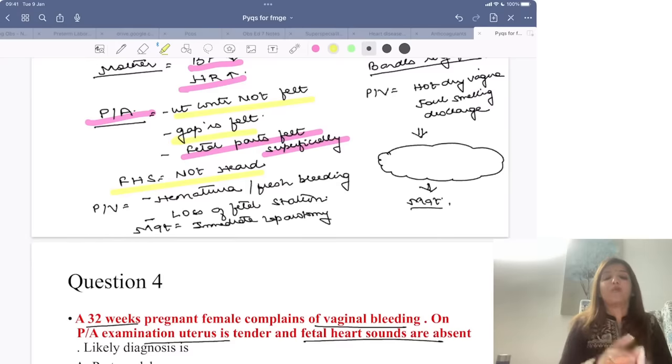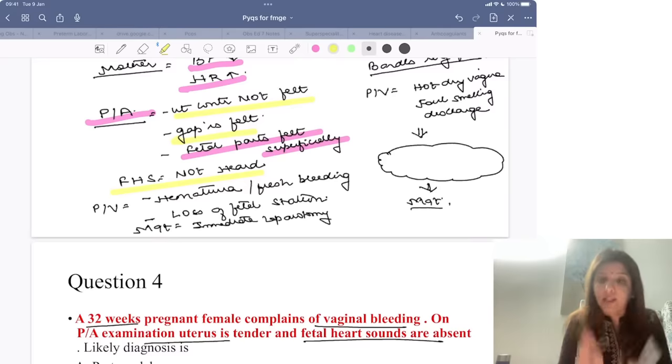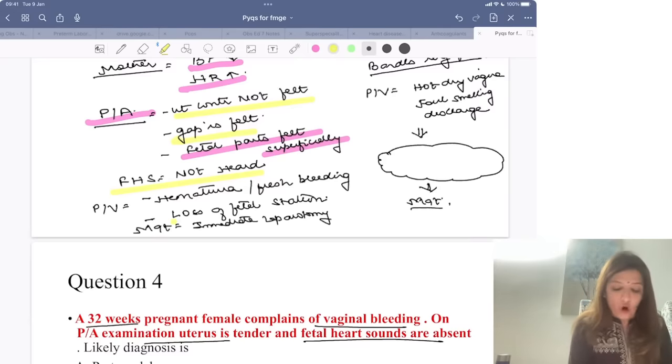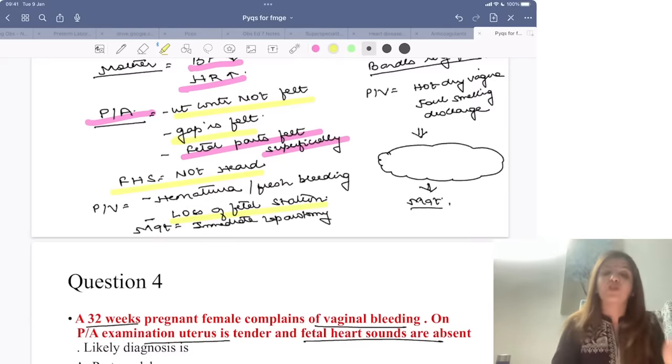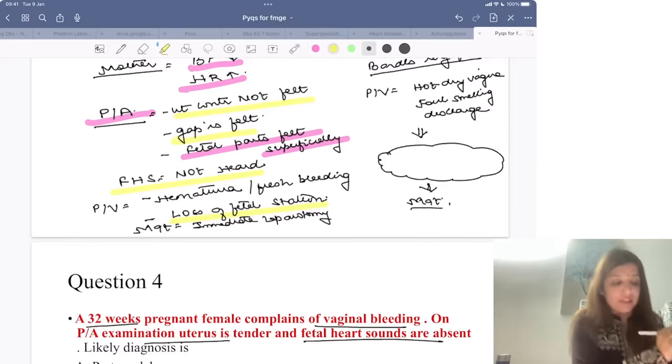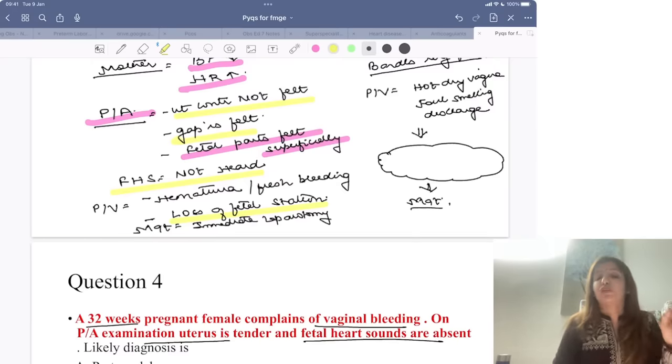And अभी तक जब when we were doing per vaginal examination, fetal head was being felt. लेकिन जब once the uterus ruptures, fetus is lying in the peritoneal cavity. तो अब जब हम per vaginal examination करेंगे, you will not feel fetal head. अब ये question में कैसे दिया होगा? In the question it will be written as loss of fetal station. So if you get this line, there is loss of fetal station, immediately it means it is uterine rupture.